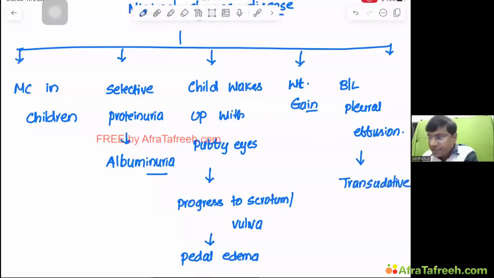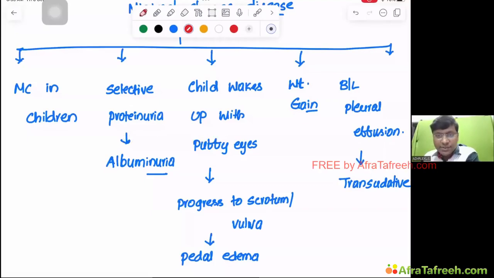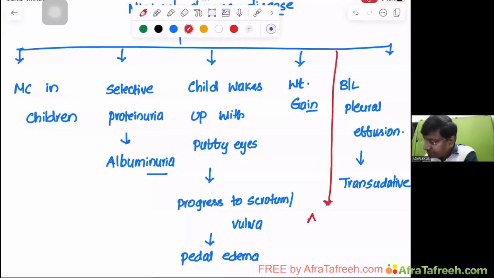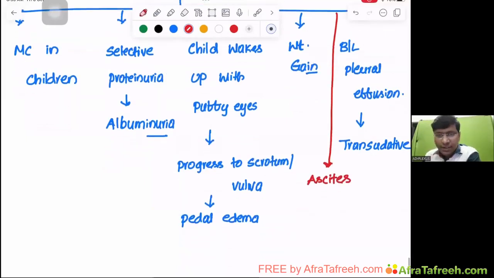Right, it is the transudative type of the pleural effusion. Now, the next very important point here is there is also fluid accumulation in the abdominal cavity. Because of the fluid accumulation in the abdominal cavity, these patients develop ascites.